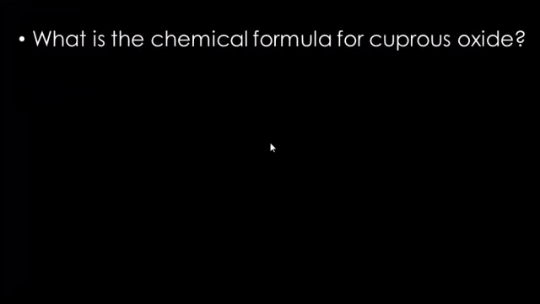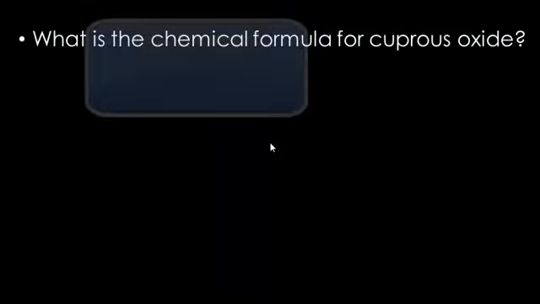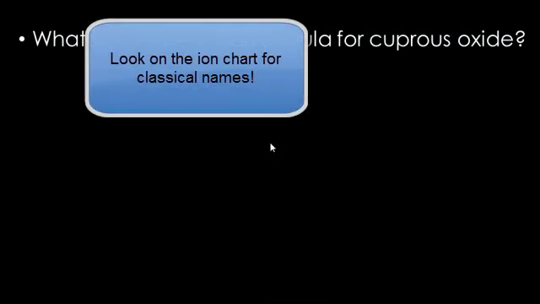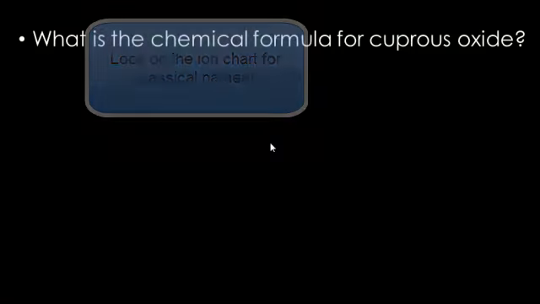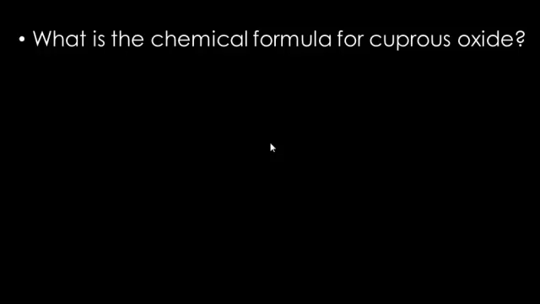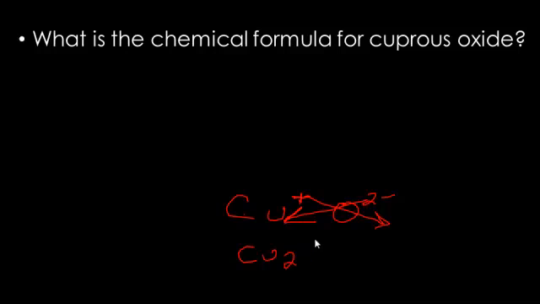Cuprous oxide, now this is a classical name, so you have to look on your ion chart and find cuprum, which is copper, and the OUS means it has a charge of +1. So you're using copper with a charge of +1 and oxide with a charge of -2. Cross over your numbers and you end up with Cu2O.